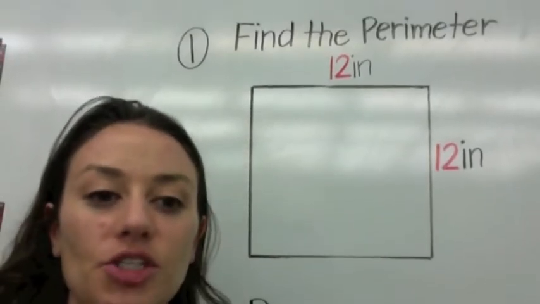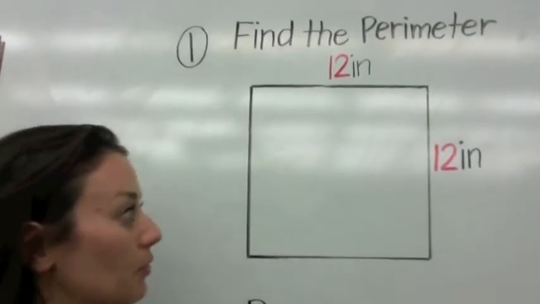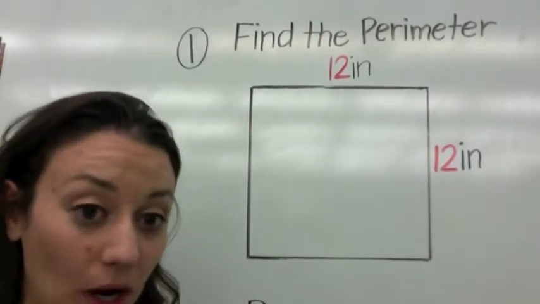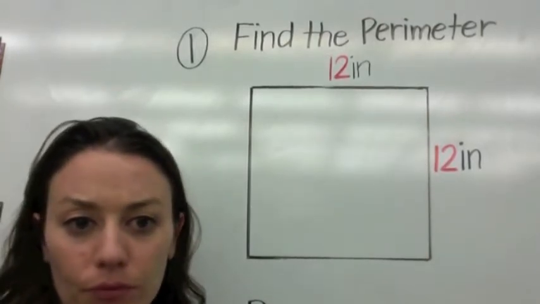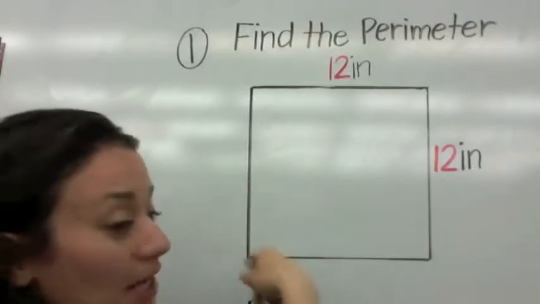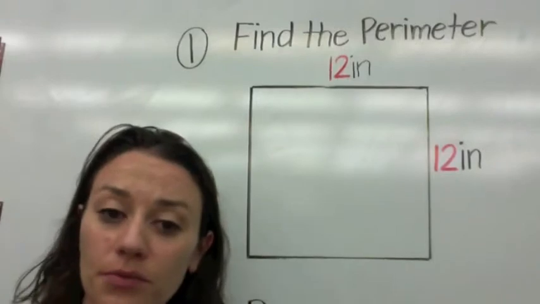So we want to find the distance around this shape. Let's say, for example, this is a square garden. How do I know it's a square? I'm going to ask you a question. Do all the sides look congruent?